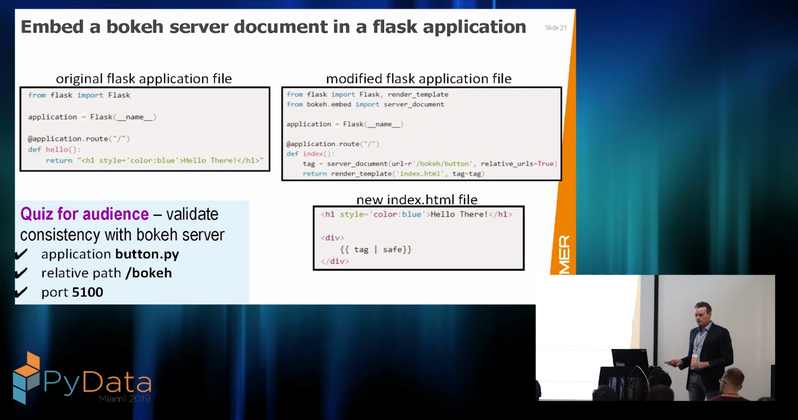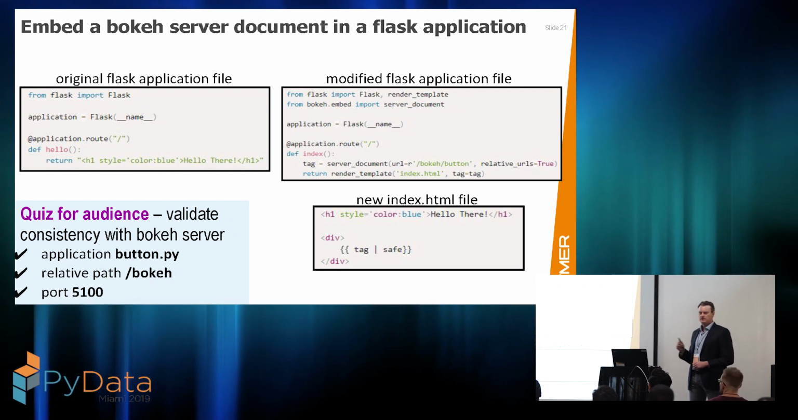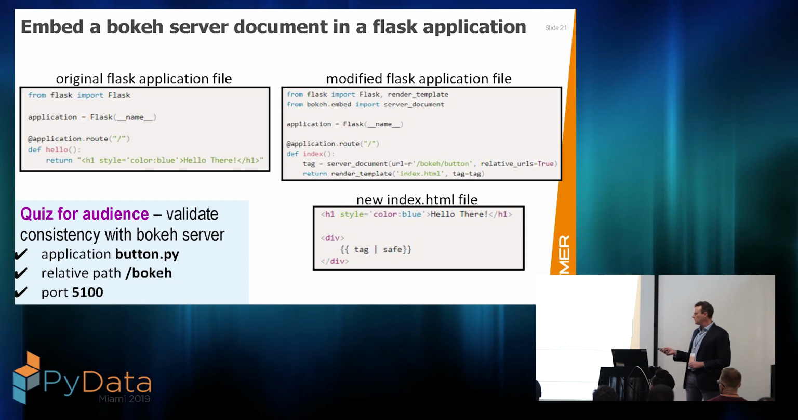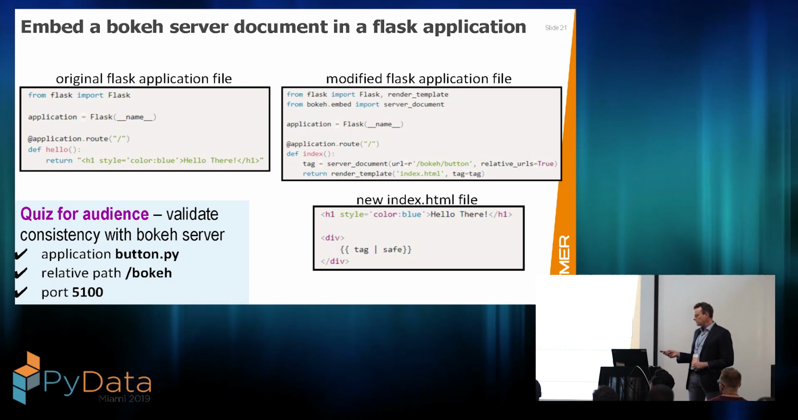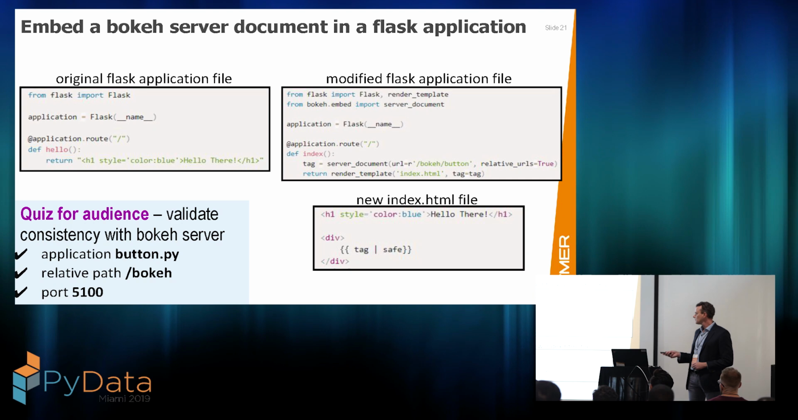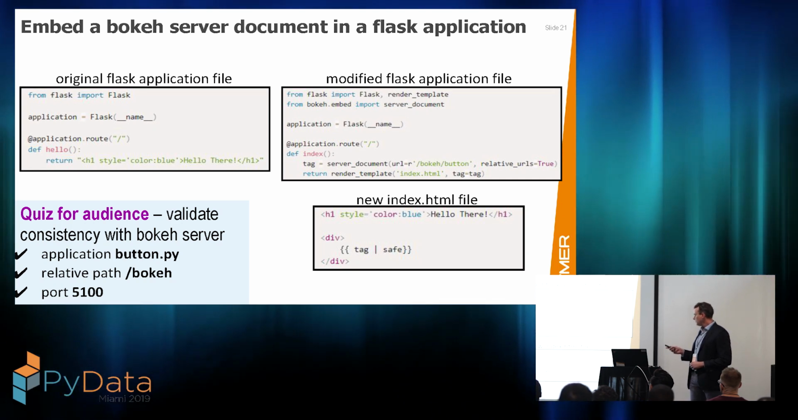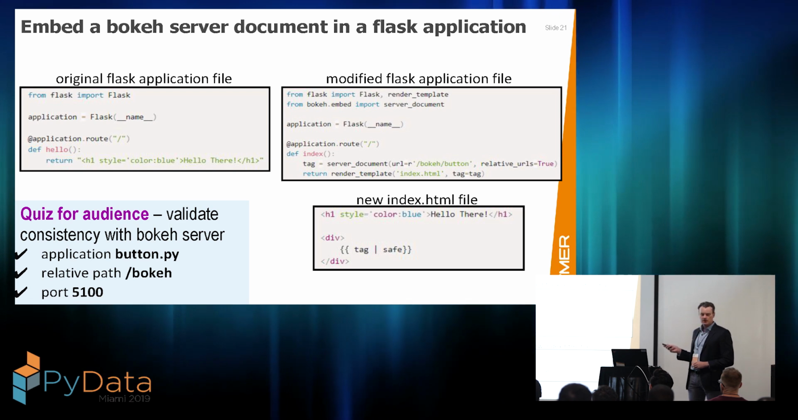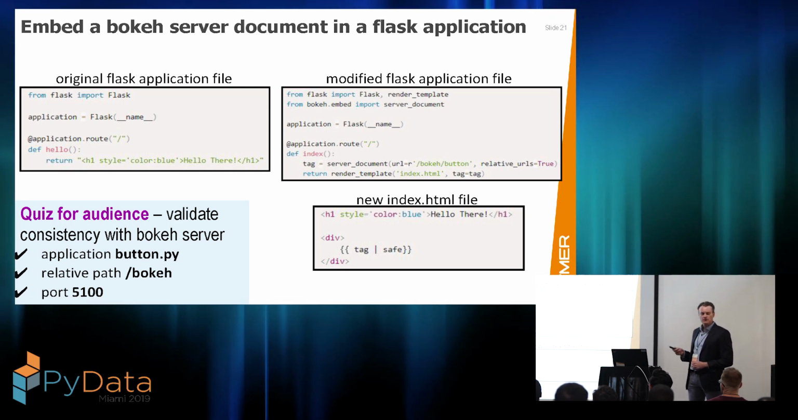The next thing that we do is embed the bokeh application in the Flask application. This is a very basic Flask application file. There's a lot of bad coding practices going on here, but don't hold that against me. The bokeh API gives you a function, bokeh.embed.server_document, which does exactly what we want to do here.